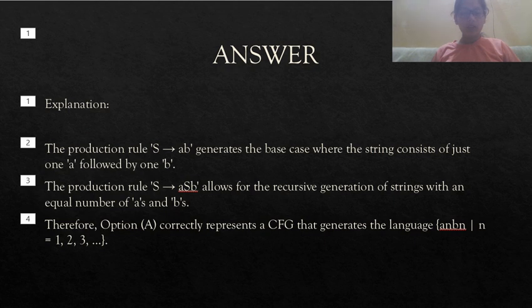So option A is correct because the production rule S belongs to AB generates the base case where the string consists of just one A followed by one B. The production rule S belongs to A S B allows for recursive generation of strings with an equal number of A's and B's. Therefore, option A correctly represents a CFG that generates the language A^n B^n, n equal to 1 to 3.